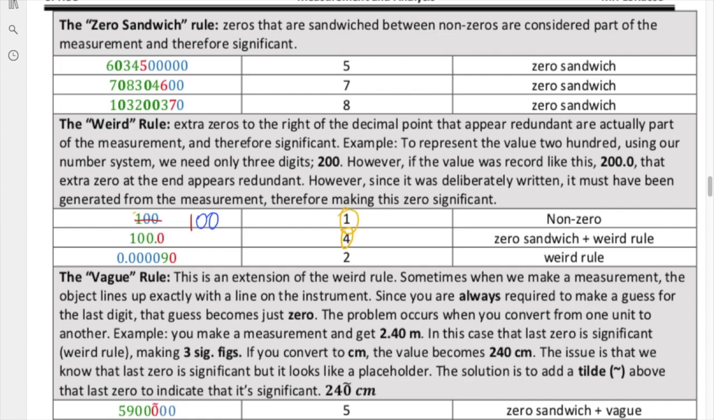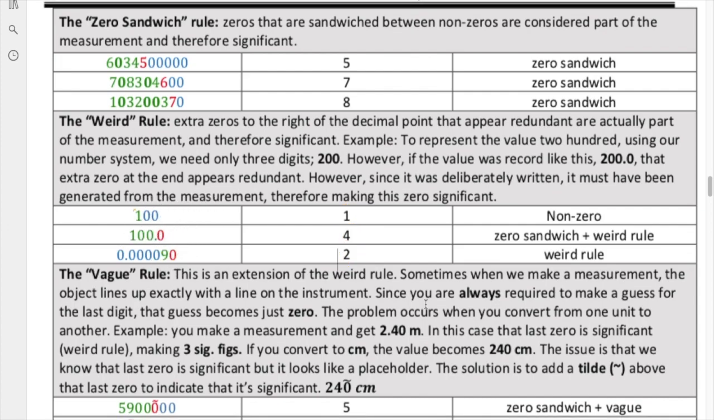Now let's take a look at the last example here. So we've got 0.000090. So these zeros all here, just placeholders. That 0, that's kind of weird. You don't normally put that there, so that must mean that it's significant, and it's also the guess. And then, of course, the 9 is non-zero. We have 2 sig figs. And that's it for that particular rule there.